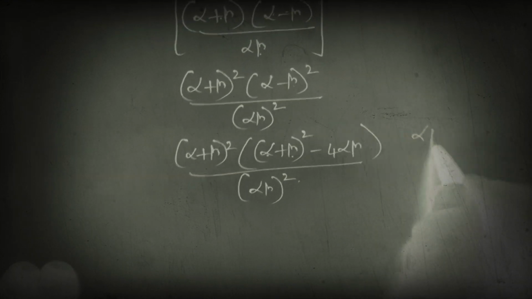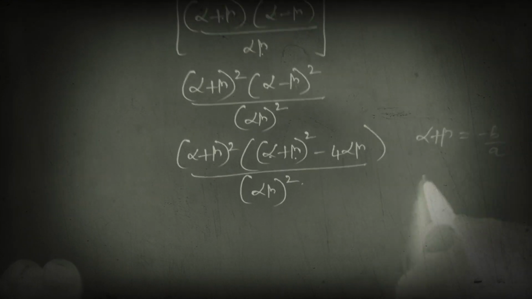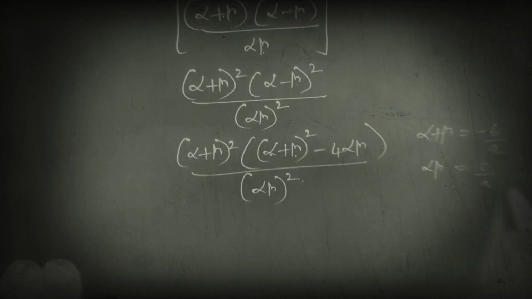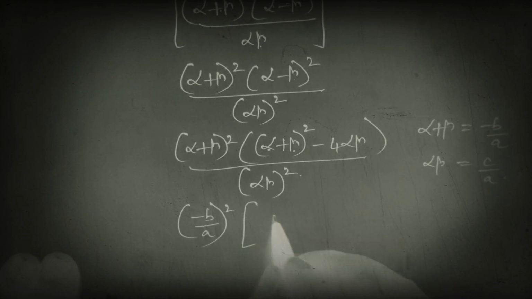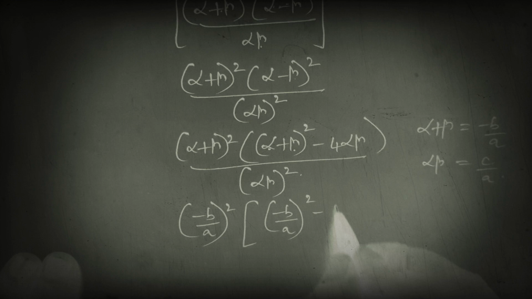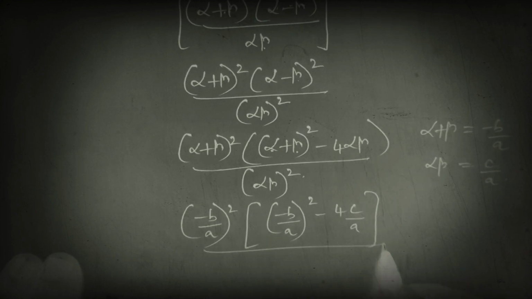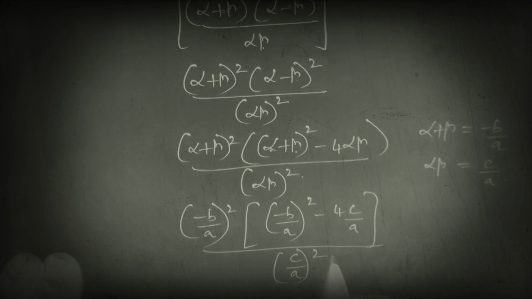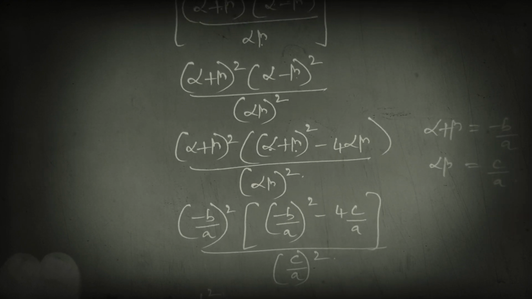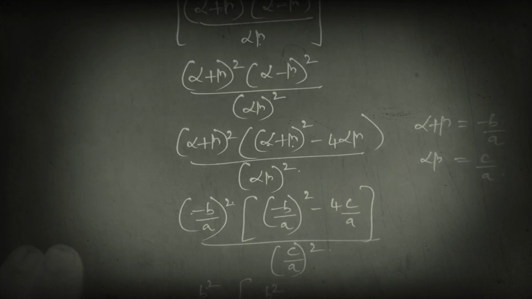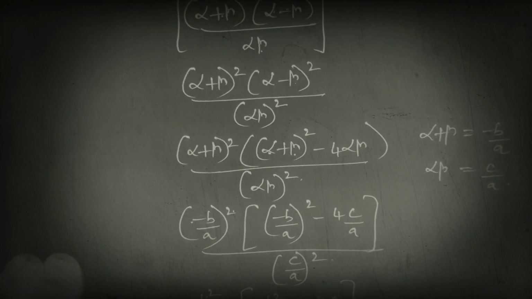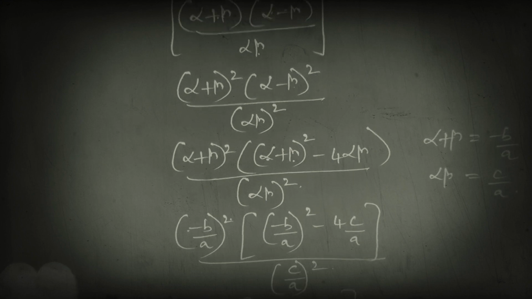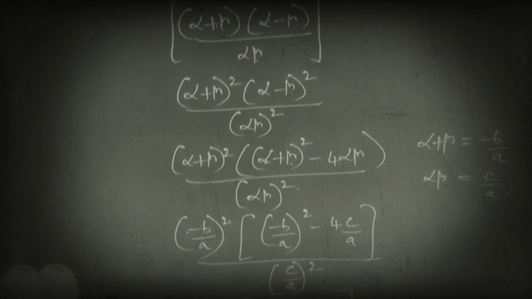Now we will be substituting alpha plus beta equal to minus b by a and alpha into beta equal to c by a. So minus b by a whole square into minus b by a whole square minus 4c by a, by c by a whole square. So b square by a square, since minus whole square is plus, into b square by a square minus 4c by a, by c square by a square. Here both are denominators, so a square gets cancelled.